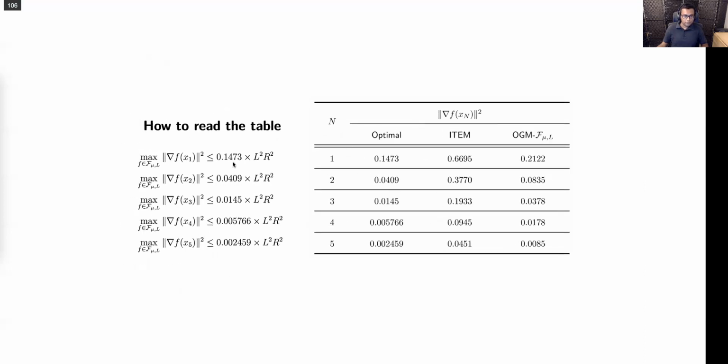How to read this table? We can read this table as follows. These are shown for L equal to 1, right? But by using a scaling argument, we can convert these convergence results for other L's too. For example, for fifth iteration, this basically means the last row and this column means that the worst case performance measure of the optimal algorithm after 5 iterations is going to be less than or equal to 0.002459 times L square R square, where R is the distance from the optimal solution at the initial point.